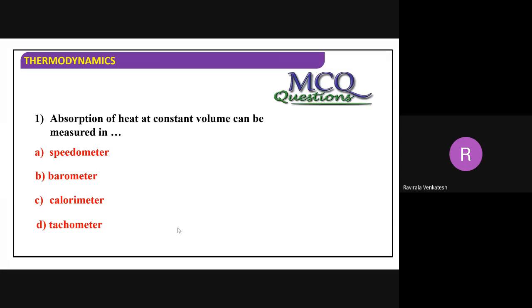Can you give the answer for this one? Absorption of heat at constant volume can be measured in?